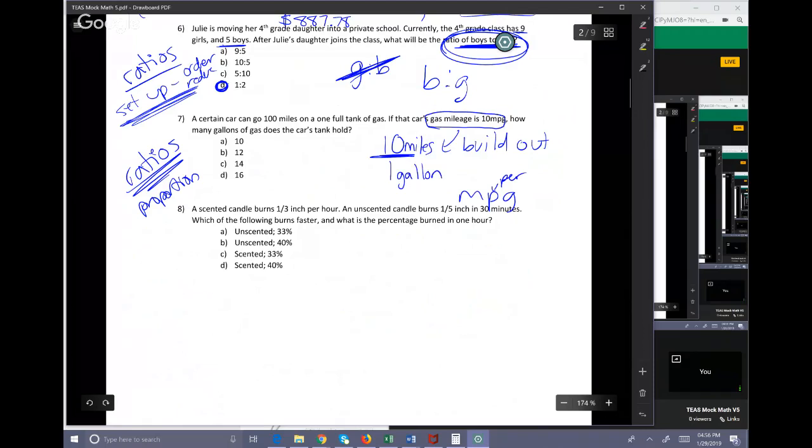So when they give a gas mileage or a speed, like 25 miles per hour, it's the same way. They've already got the per in there: 25 miles to 1 hour. If you struggled with number 7, that's where you struggled: you didn't stack this out and make it 10 to 1. This is the ratio they're giving you.